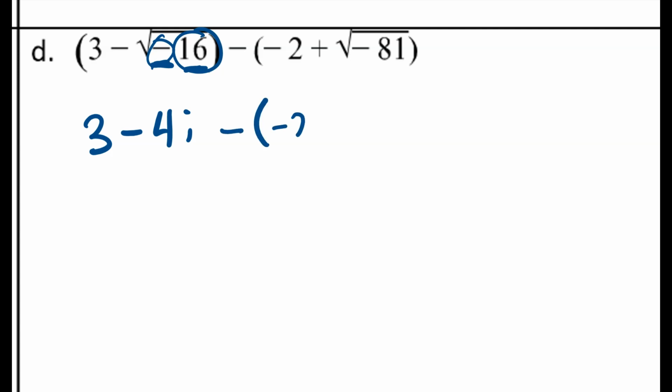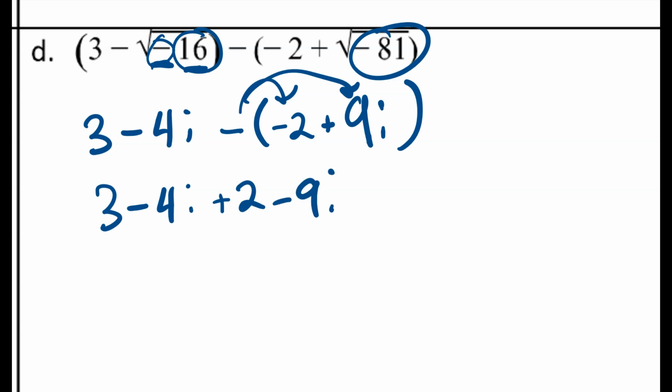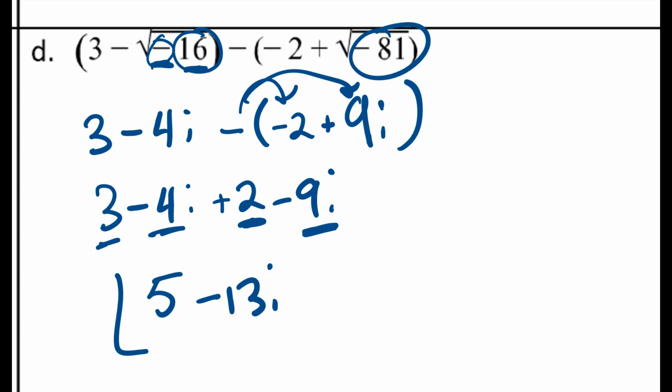Minus -2 plus, I have the same sort of thing here where 81 is a perfect square, and I could bring that out as 9i. Remember, when you are subtracting complex numbers and you have parentheses, you need to distribute that negative before you start combining your terms. So that becomes positive 2 minus 9i, and I add my real parts to get 5, and I add my imaginary parts to get -13i.